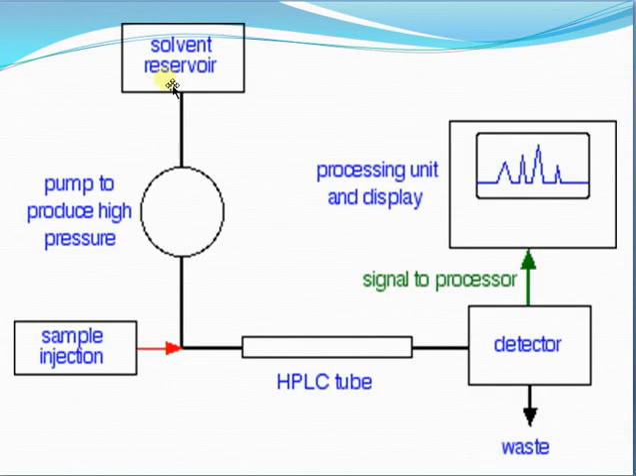This is the solvent reservoir. Then here is the sample injection, which means the HPLC tube. Ultimately there is the detector. Finally the signal is processed, and this is the visual display. Here is a pump, with a capacity of 500.